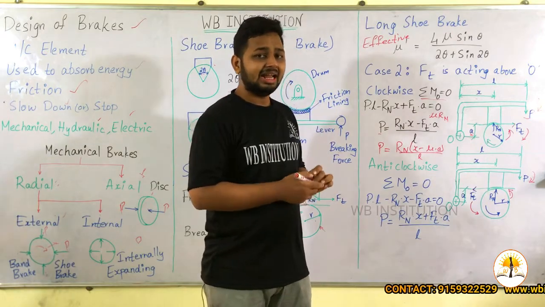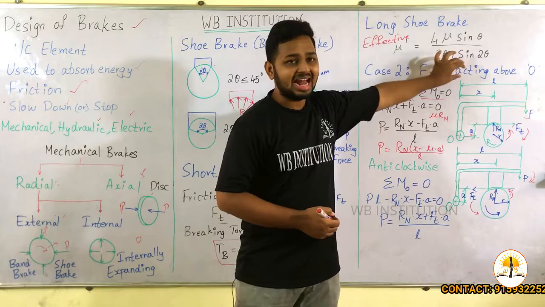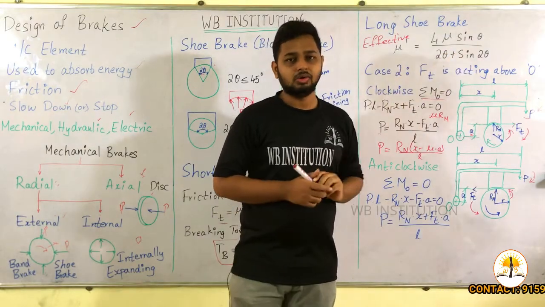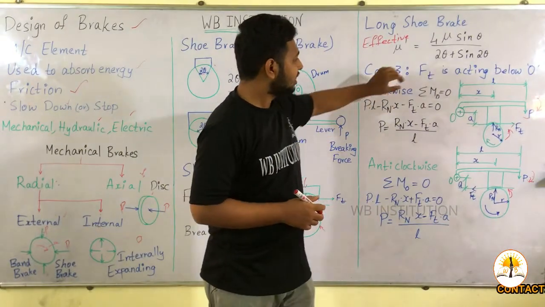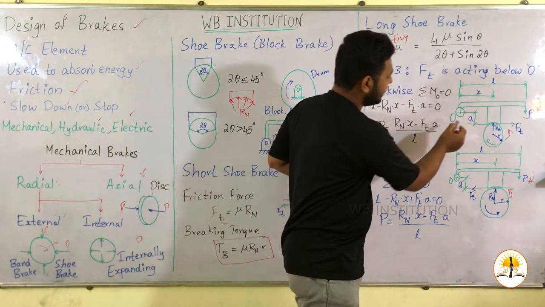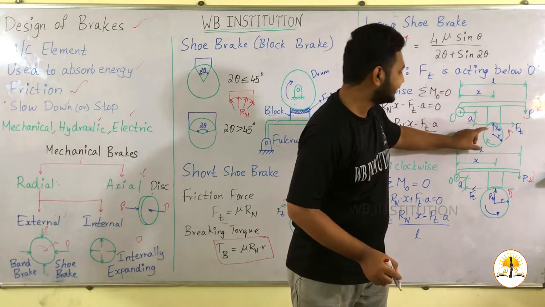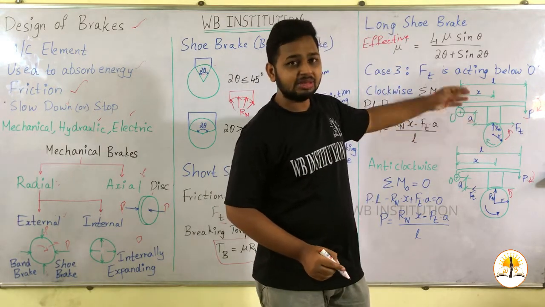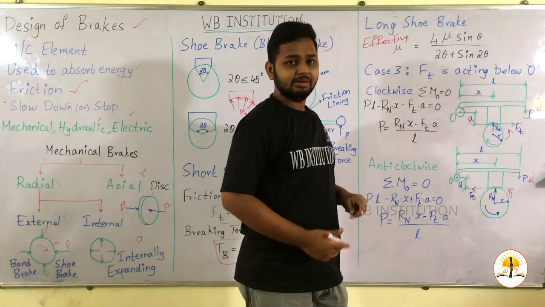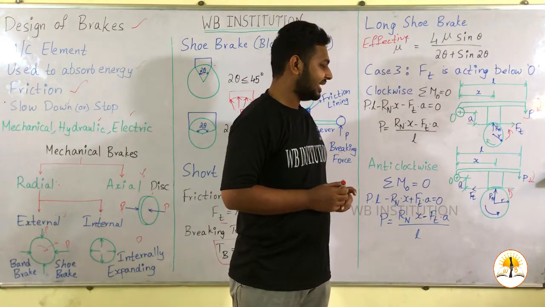Now in a similar way, let us see case 3, in which Ft is acting below the point O. Here Ft is acting below point O, as shown here. The frictional force is acting at a height of A from the point O, which is in the below direction. Same for the clockwise direction and the anti-clockwise direction.